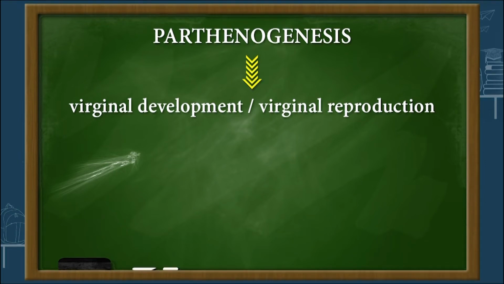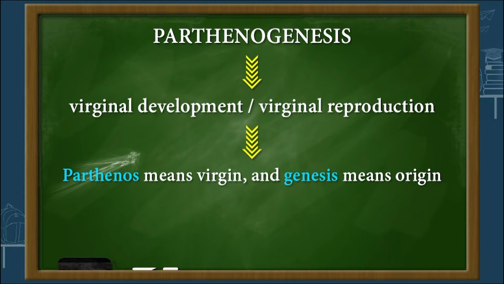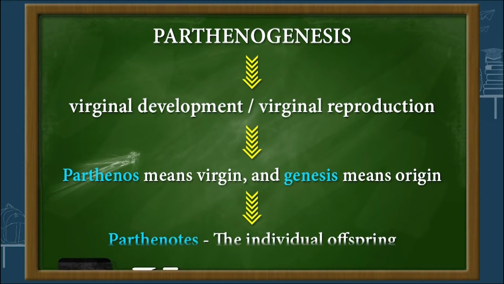This phenomenon of parthenogenesis is also known as virginal development or virginal reproduction, because if we look at the etymology of the word parthenogenesis, the term came from the Greek word parthenos, meaning virgin, and genesis, meaning origin. So, all the individuals formed by parthenogenesis are called parthenots or parthenogenes.